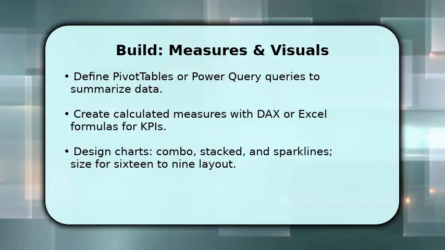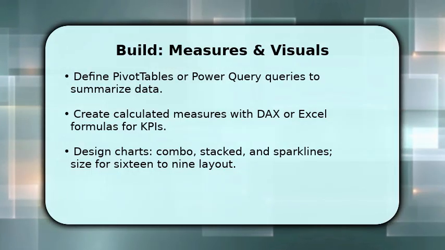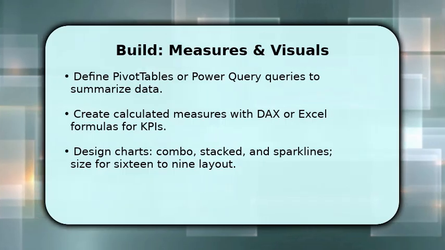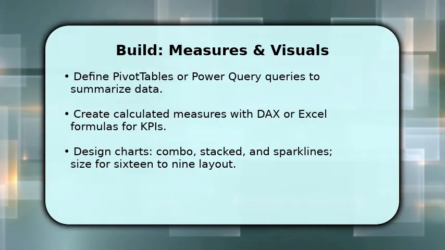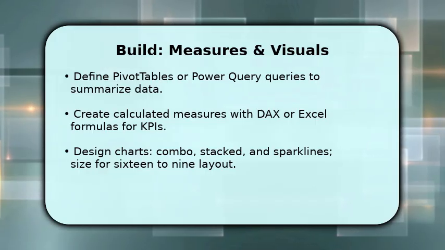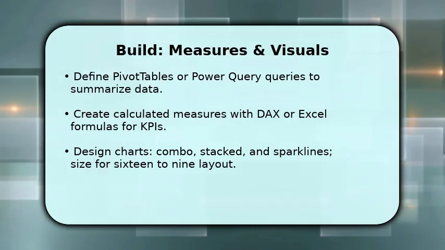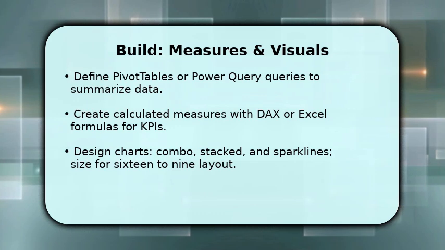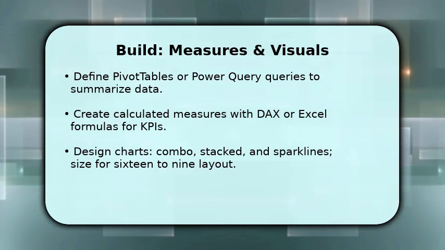Arrange visuals for a clear reading order, top left for overall KPIs, then trends, then breakdowns. Make sure chart types match the metric. For example, use lines for trends and bars for categorical comparisons, so viewers interpret results instantly.